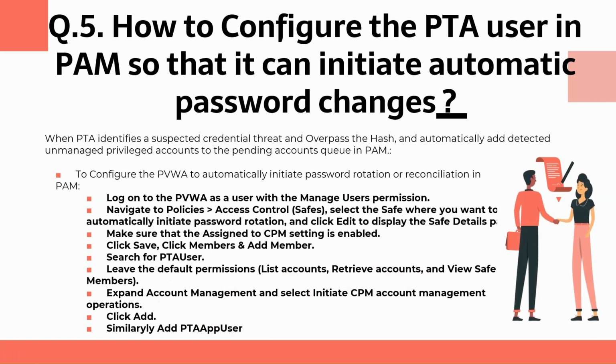So let's say a test A account is onboarded in CyberArk, and you want the password of that test A account to be changed. In whichever safe it is onboarded, you need to give the permission on that safe. The permissions are list, retrieve, and view safe member permission, and account management, like where you have the password change management permission. There you need to provide the permission so that PTA will invoke the CPM, and CPM will be rotating the password of that account. So that is how you can configure your PTA.